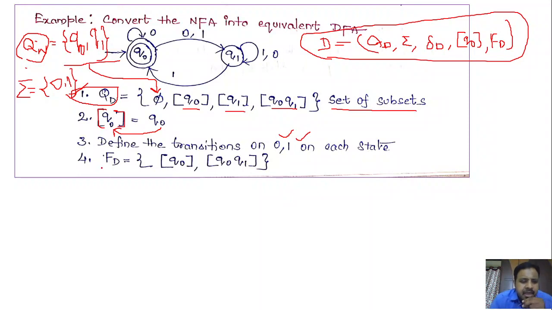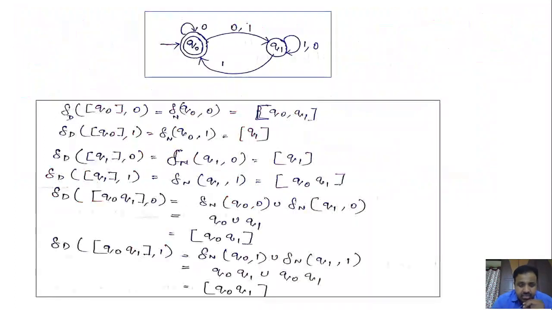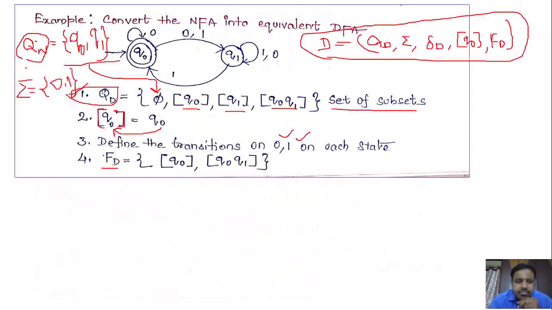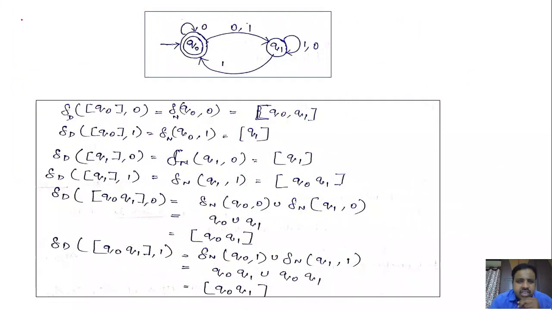Next, FD is nothing but the set of final states. We will get these values once we complete this subset construction algorithm. So let us move on to the subset construction algorithm. First, we find the starting state in the DFA. What is the starting state in the DFA? Q0, enclosed in a square bracket. So this is the starting state in the DFA.